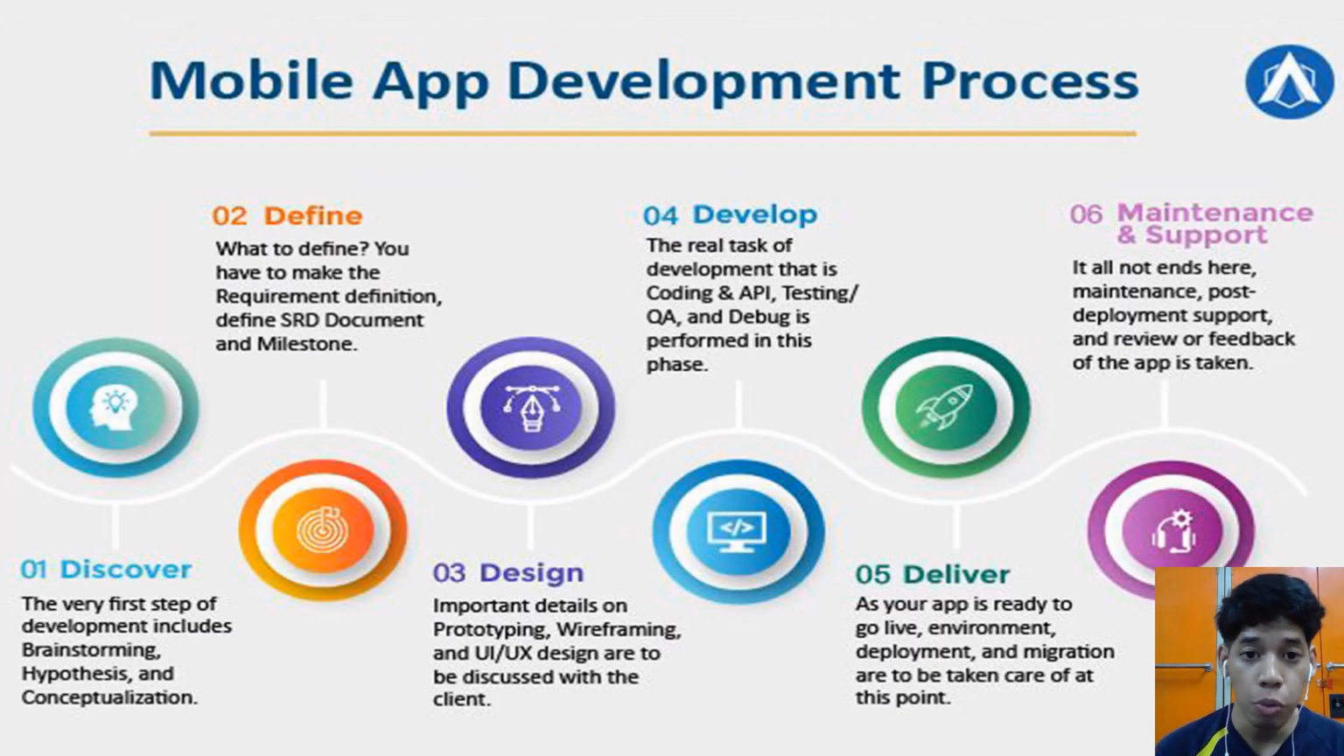Last but not least, mobile app development process or life cycle. So, discover. First step is to discover. The very first step of development includes brainstorming, hypothesis, and conceptualization. Okay. Define. What to define? You have to make the requirement definition, define SRD document, and milestone. What does it mean by milestone? Maksudnya pencapaian yang untuk dicapai.